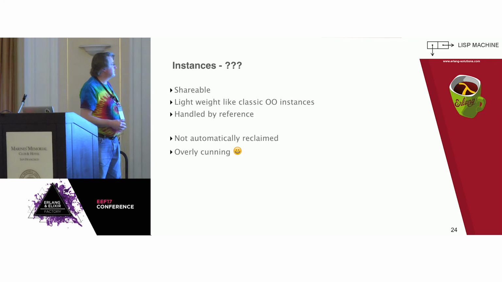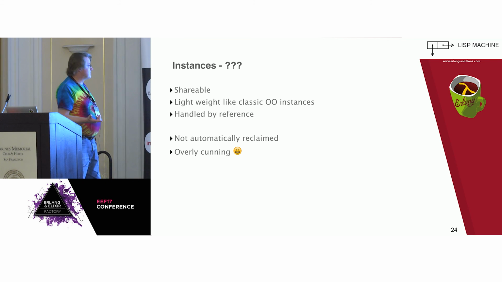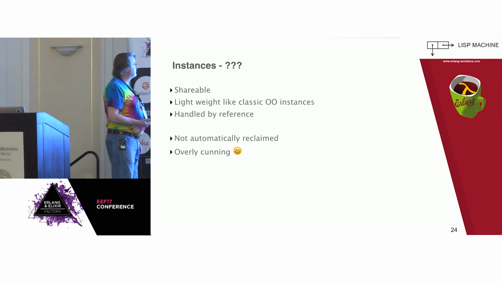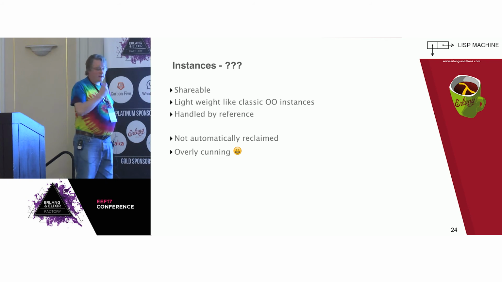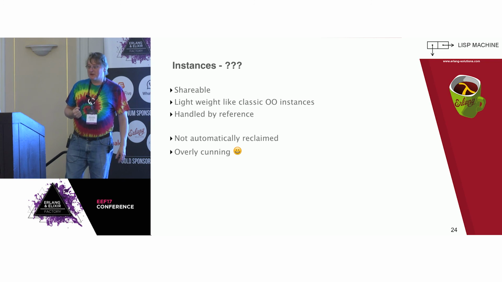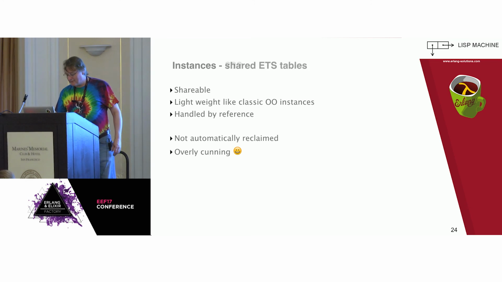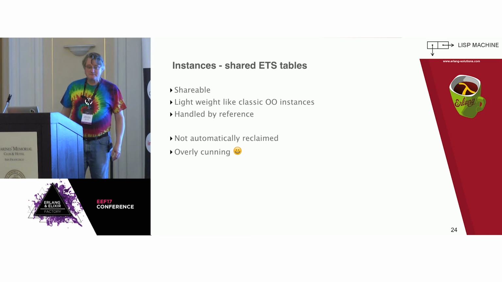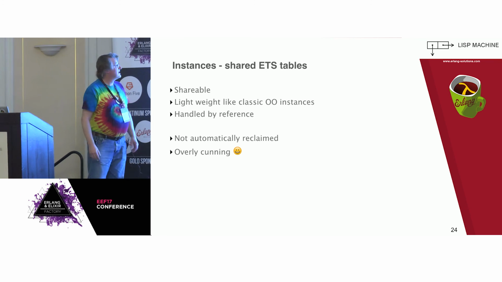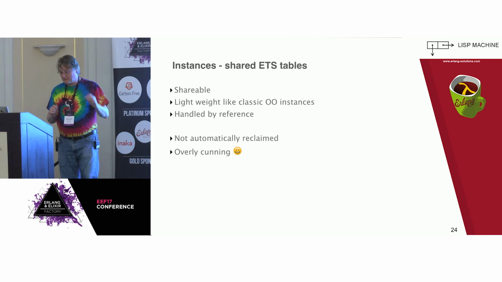So we would like something shareable, lightweight like OO, handled by reference. We have one, but it's not automatically reclaimed. I think here we're getting overly cunning. But you can do it. And how do we do it? ETS tables. We have a shared ETS table, which is perfectly feasible to do this.